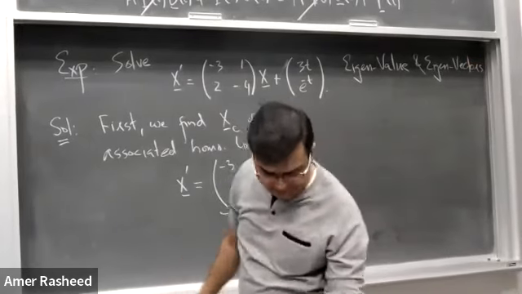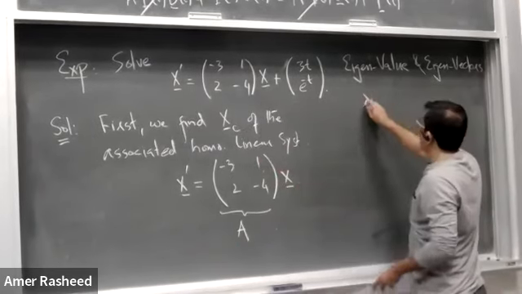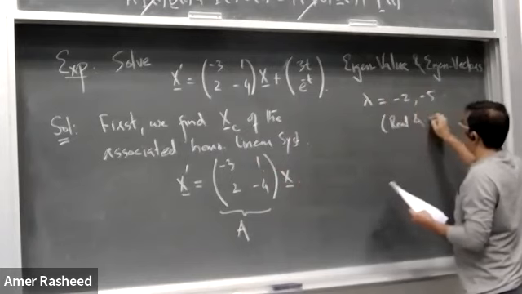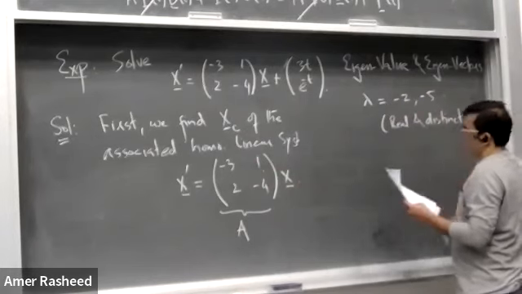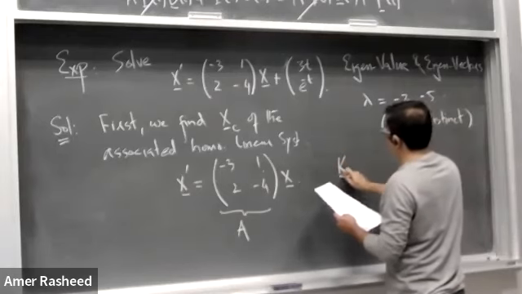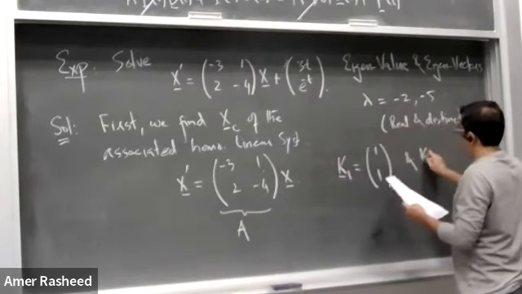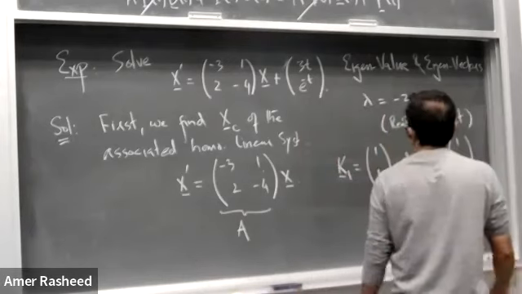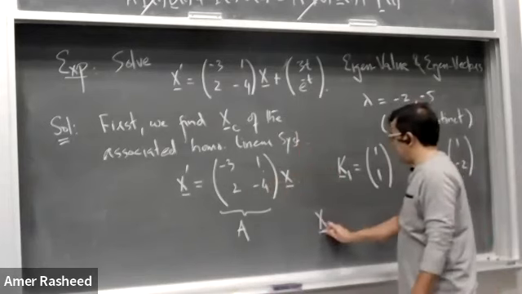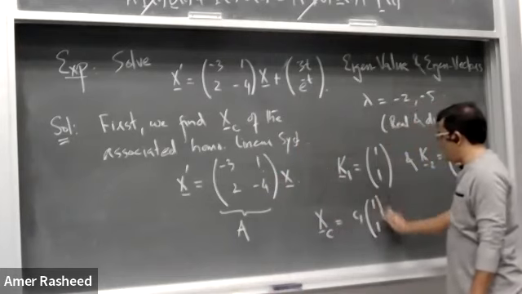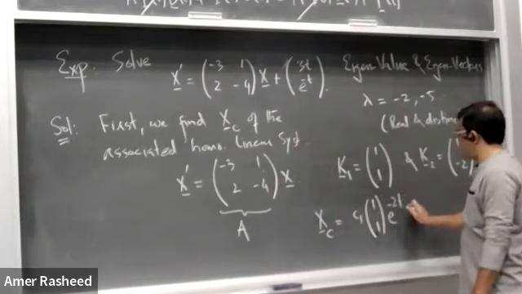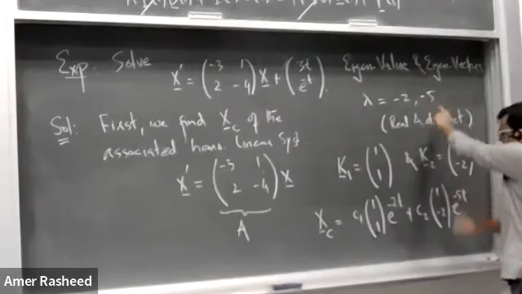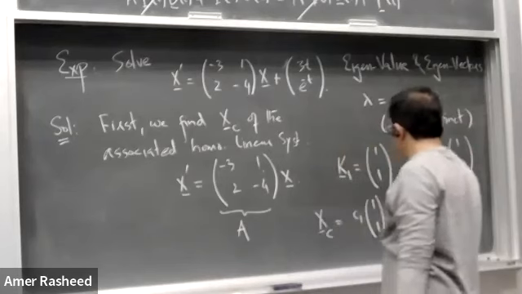I hope you can find these things. Eigenvalues are lambda equal to negative 2 and negative 5. They are real and distinct eigenvalues. I hope you can do it yourself. And the corresponding eigenvectors are k1, which is 1, 1, and k2, which is 1, negative 2. So if these are the eigenvalues and eigenvectors, we can write the general solution of this homogeneous linear system as xc equals c1 k1 e to the power negative 2t plus c2 times 1, negative 2, e to the power minus 5t. So this is your complementary solution.